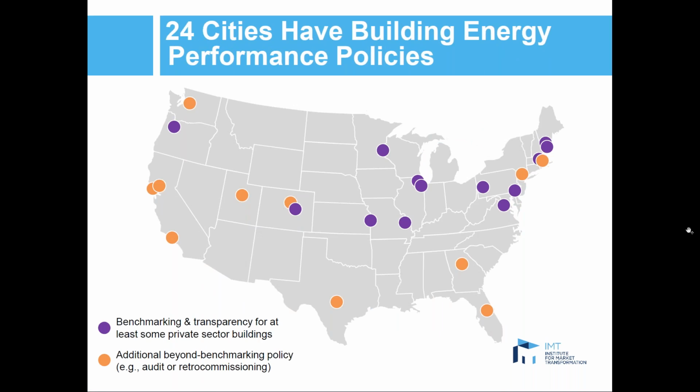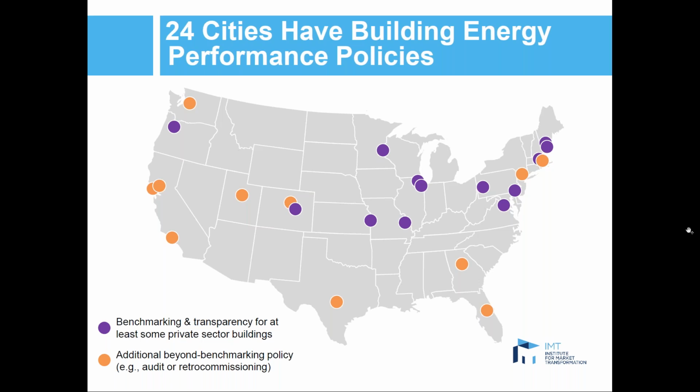At the local level, there are currently 24 cities and 2 counties that have policies that require benchmarking for private sector buildings, and that includes commercial, multifamily, and institutional space, totaling around 11 billion square feet. Often these policies are covering larger buildings, so above 50,000 square feet, although a number of cities cover buildings as small as 5,000 or 10,000 square feet.